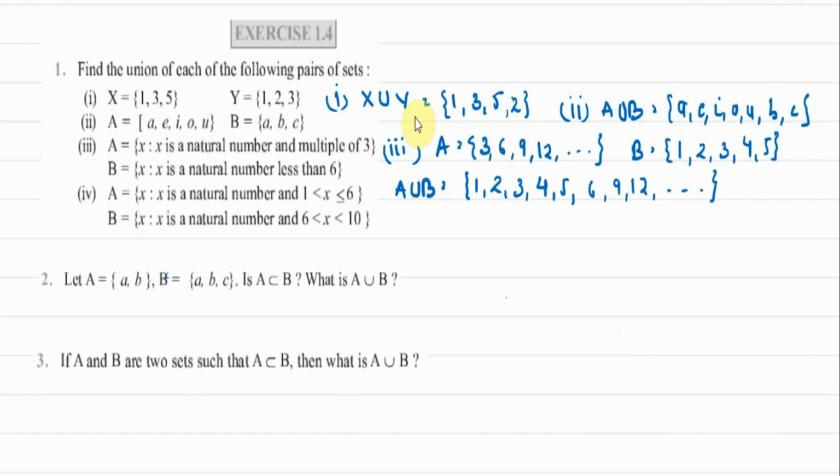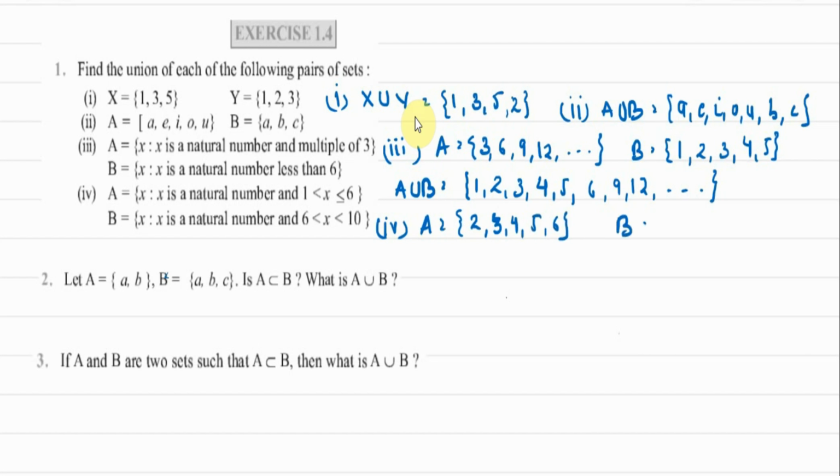Next we have set A in question number 1, part 4. We have A as x is a natural number and x is greater than 1 but less than or equal to 6. X is greater than 1, so that means it is not 1, it is greater than 1. So we'll start writing from 2: 2, 3, 4, 5 and 6, because there is an equal to sign there. So 6 will also be included.